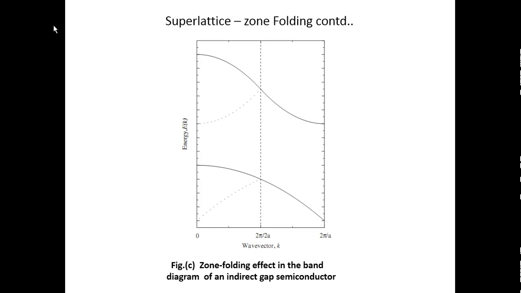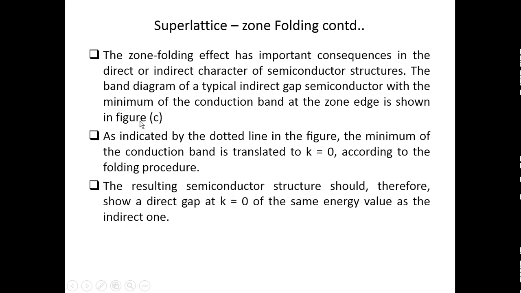And here, this is a superlattice zone folding effect in the band diagram of an indirect gap semiconductor. Here the wave vector is represented, 2 pi by 2a, 2 pi by a, 0. So this is the underlying zones, and this is the allowed band and gap for a particular semiconductor material. As indicated by the dotted line in the figure, the minimum of the conduction band is translated to K equal to 0. That is shown here.